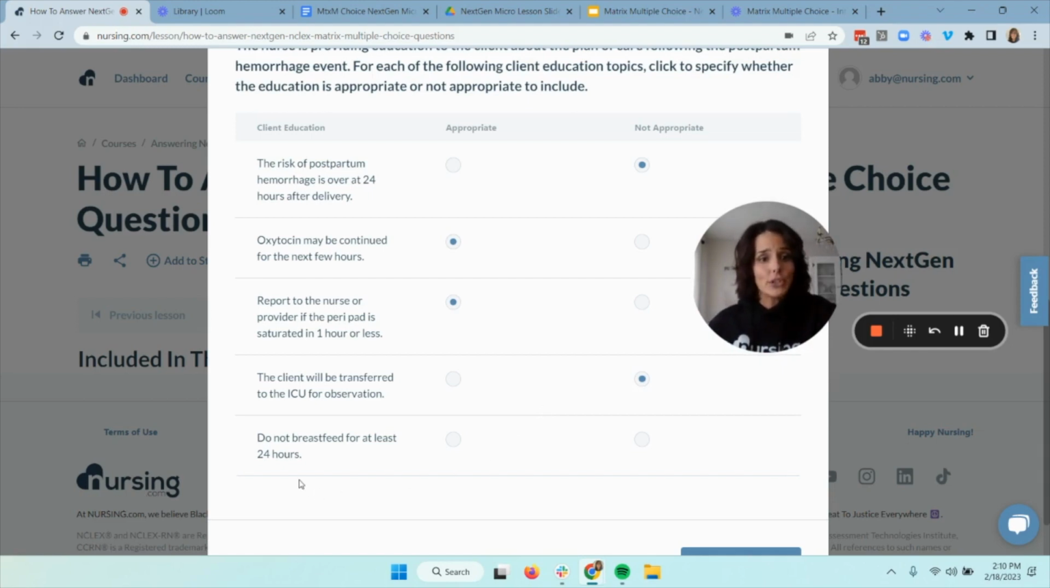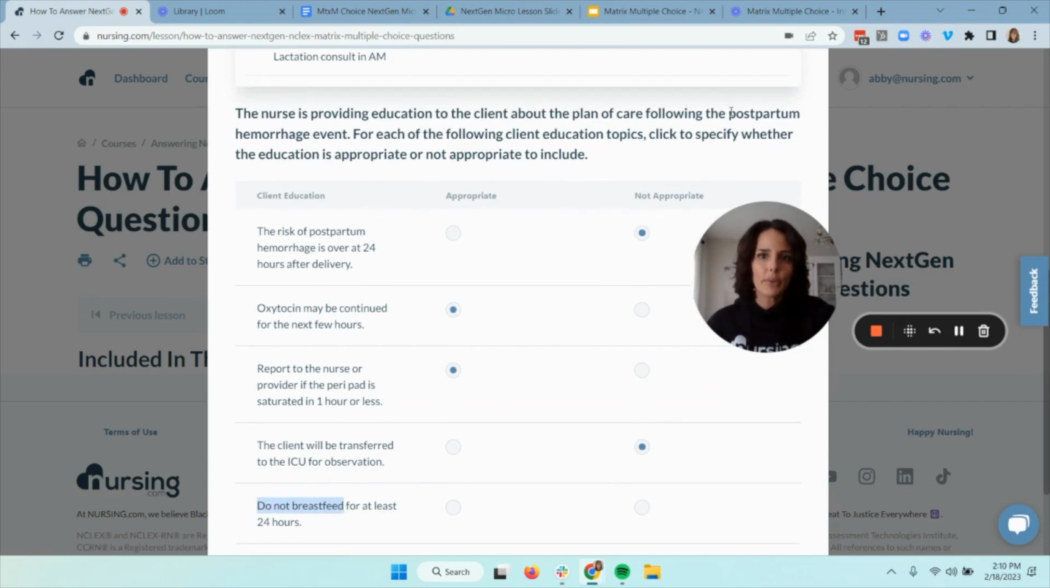And then lastly, do not breastfeed for at least 24 hours. What do we know about breastfeeding? For one, it's really, really healthy. It's really good for baby. Tons of nutrients, lots of antibodies, tons and tons of great reasons to breastfeed. Now, it is a choice, so if mom is choosing not to, that's another thing. But this is another case of do not breastfeed. That's pretty absolute.